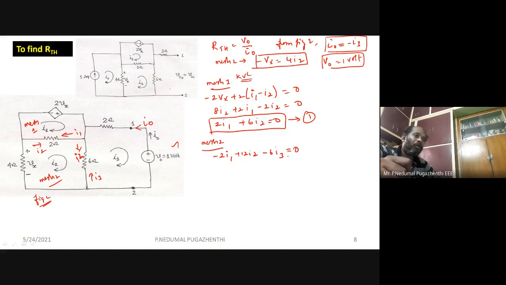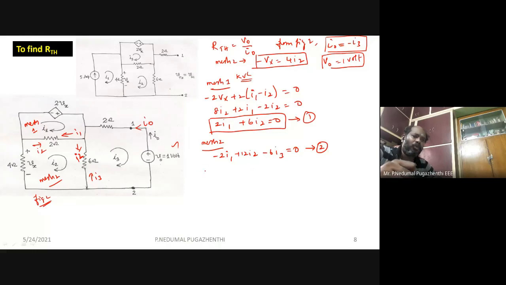Okay. What I will do, I will replace this I3 with I0. Or I can actually keep it I3 and finally replace that with I0. That is also possible. Whatever you can do, you can have it. So this is my second equation.